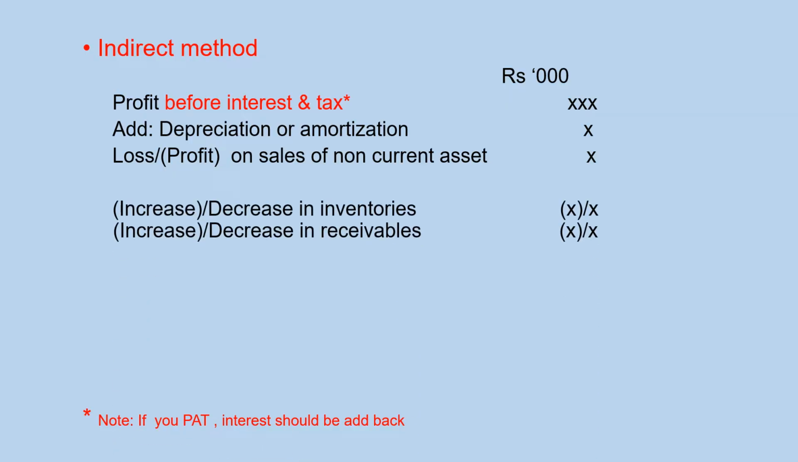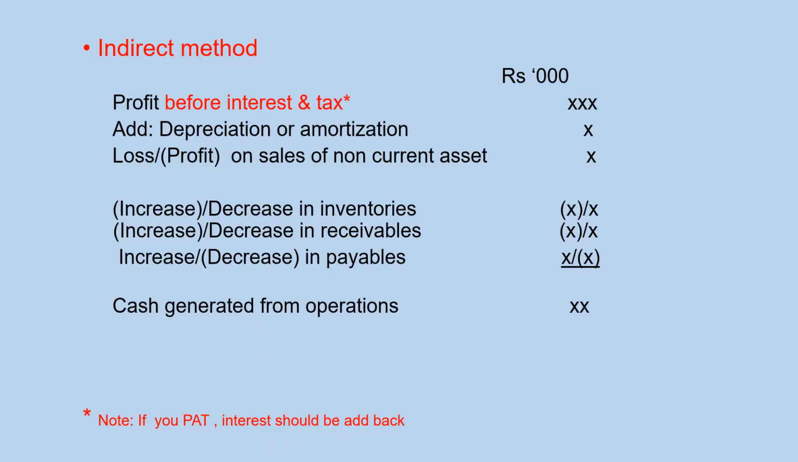But when it comes to payables or creditors, if there is an increase in the balance of the payables, we have to add it back. And if there is a decrease in payables, then we have to deduct that value from the profit. Then we can get the cash generated from operations. From this, we have to deduct the interest as well as the tax. Then we can get the net cash flow from operating activities.